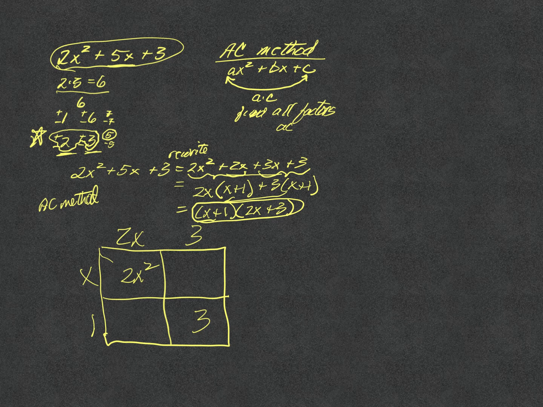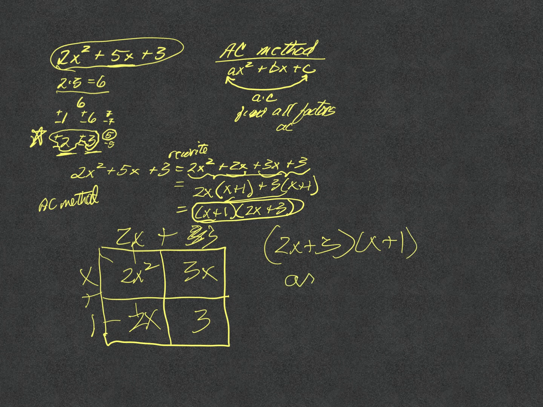And then they do 3 times x is 3x, and 2x times 1, like this, is 2x. And if it didn't work, if they didn't get 5x, then they would erase and they'd switch positions. In our case, we got the 5x. And so our answer would be then the 2x plus 3 and the x plus 1. And this is called using the area model to help you multiply out. It just gives you kind of a visual to multiply out.